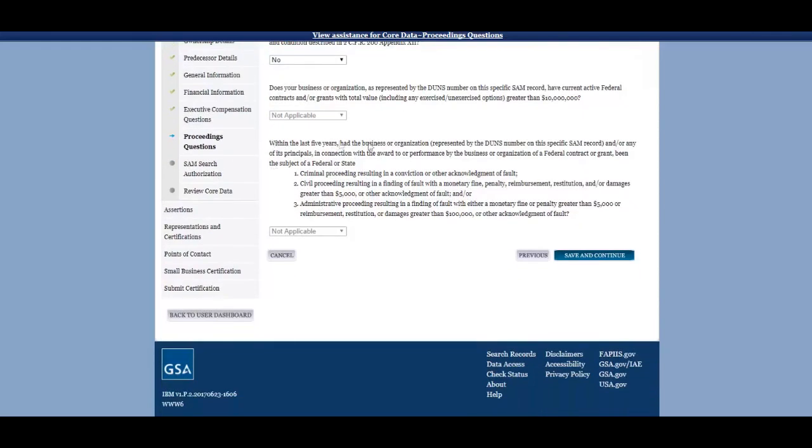And then another question: within the last 5 years, has the business or organization represented by the DUNS number in this specific SAM record, and/or any of its principals, in connection with the award to or performance of a federal contract or grant, been the subject of a state or federal criminal proceeding resulting in a conviction or other acknowledgement of fault, a civil proceeding resulting in a finding of fault with a monetary fine, penalty, reimbursement, restitution, and/or damages greater than $5,000, or other acknowledgement of fault, and/or an administrative proceeding resulting in a finding of fault with either a monetary fine or penalty greater than $5,000, or reimbursement, restitution, or damages greater than $100,000, or other acknowledgement of fault? Fortunately for us, that answer would be no.